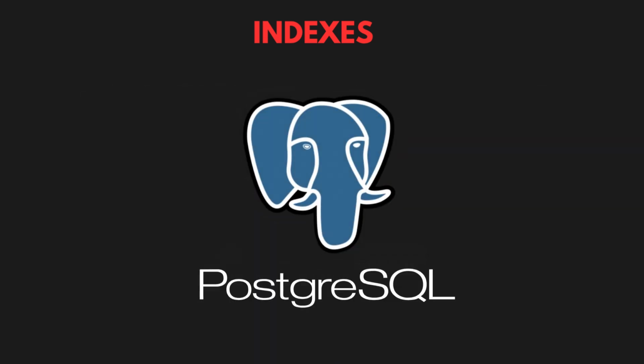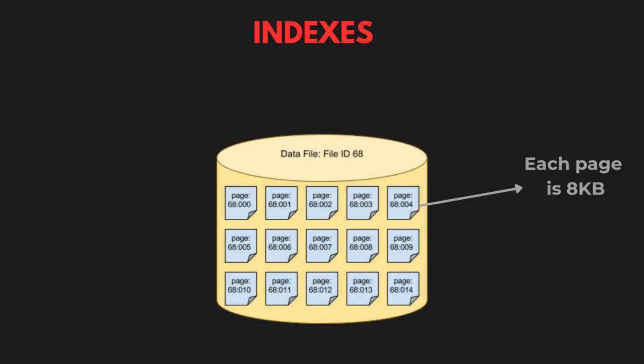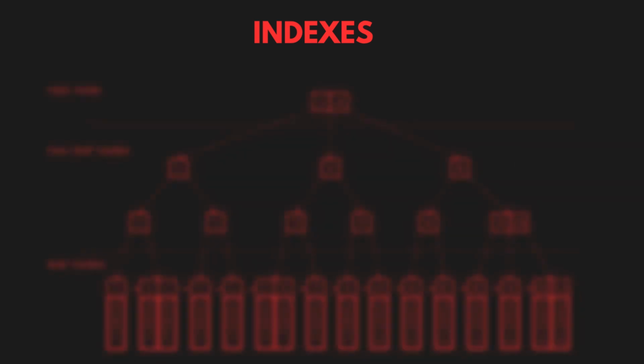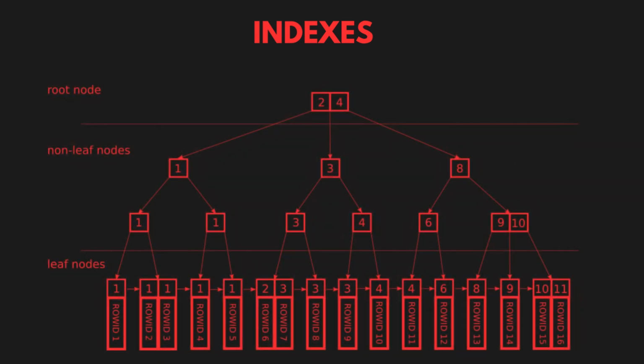In Postgres, the data of the table is stored in the form of pages, which are 8 KB by default and are stored in heap. If the table has a primary key, Postgres automatically builds a B-tree index on it. That means whenever you query by the primary key, the database doesn't scan the whole heap. It jumps straight to the right page using the index.